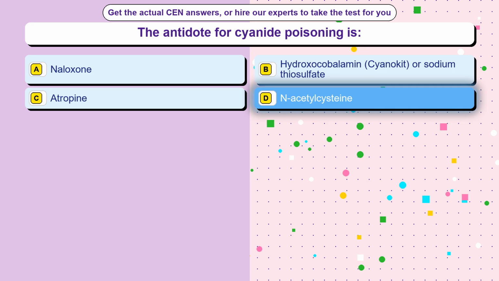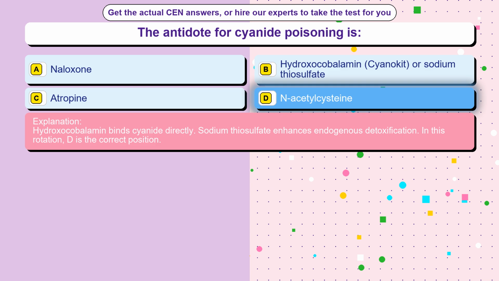The correct answer is option D, N-acetylcysteine. Hydroxycobalamin binds cyanide directly. Sodium thiosulfate enhances endogenous detoxification. In this rotation, D is the correct position.